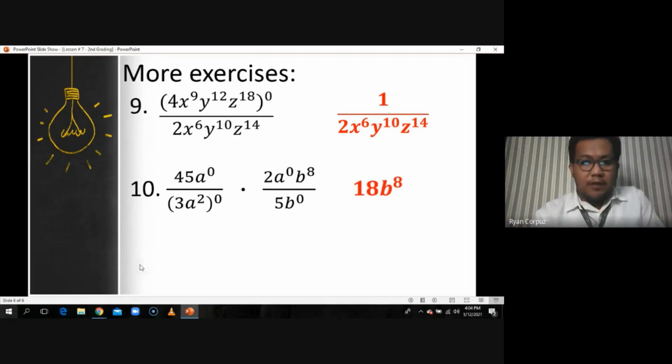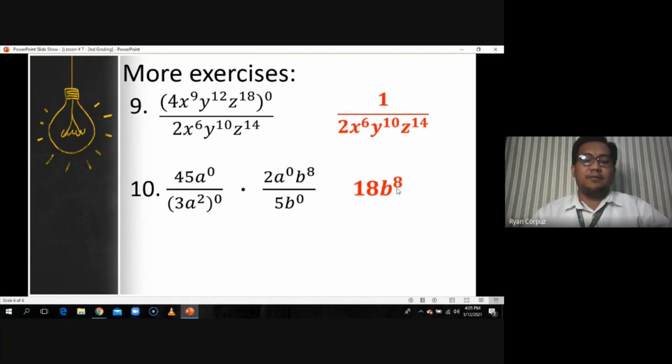Or we can also do cross multiplication or cross cancellation. We can cancel 45 and 5 here para madali na lang. So, 45 divided by 5 is 9. 9 times 2 is still also 18. Then attach b raised to 8, which is the term left in the given expression. So we come up with an answer which is 18b raised to 8 on example number 10.